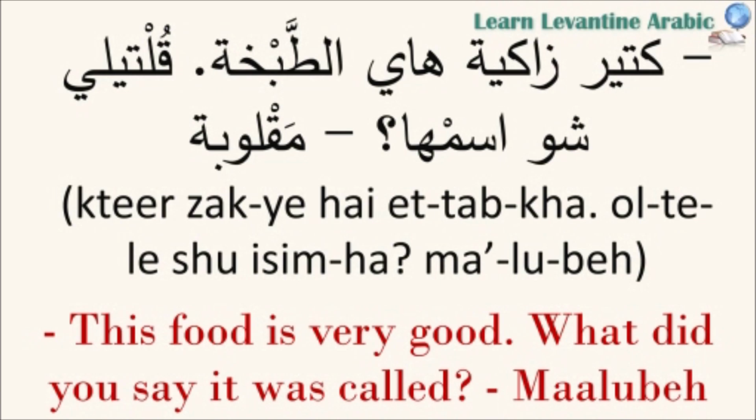For example, كتير زاكية هاي الطبخة. قلتيلي شو اسمها؟ مقلوبة. This food is very good. What did you say it was called? مقلوبة.